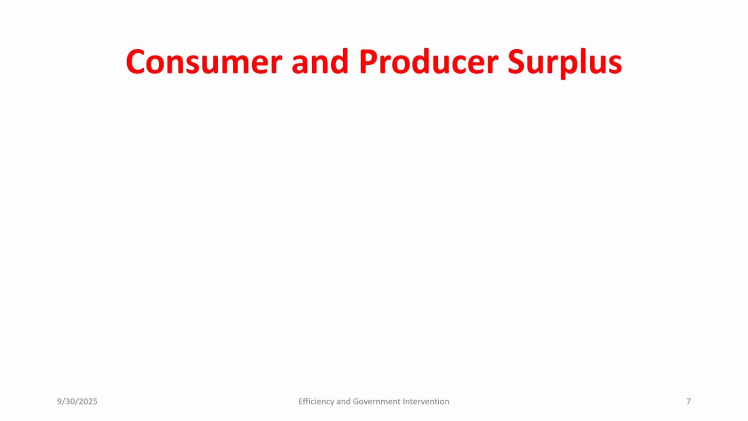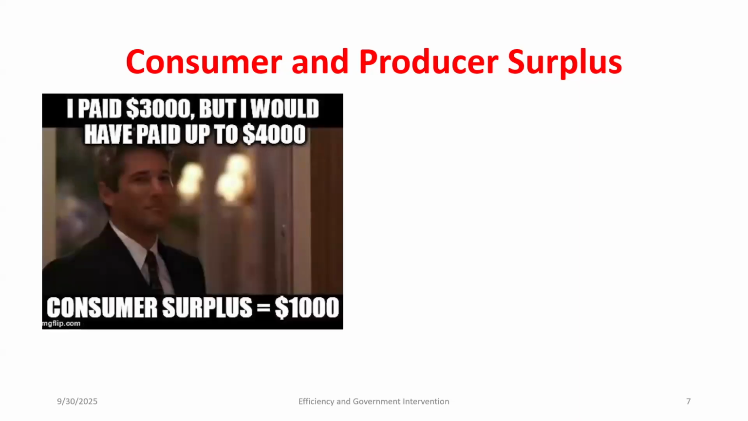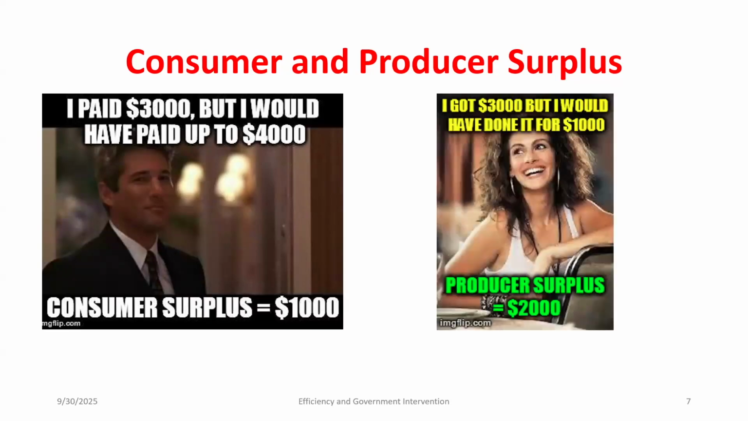So you've seen the movie Pretty Woman, right? I paid $3,000 as the consumer, but I would have paid up to $4,000, right? So they're better off. The consumer surplus in that transaction, you'd be better off. I did it for $3,000. I would have done it for $1,000, right? So there, the producer or the seller of this good is better off. If you don't get this joke, go watch Pretty Woman. It's a pretty good movie. And it applies to this idea of consumer surplus, just in a really weird market, okay?